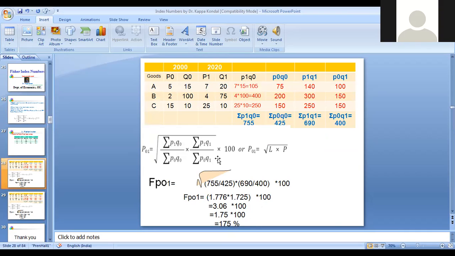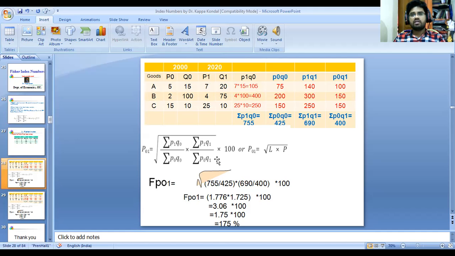Yes, sir. So you need to be clear about that. This is a very important topic which will come for the long question in your examination. If you learn this Fisher index number, you will come to know the Laspeyres and Paasche. This is the Laspeyres formula, this is the Paasche formula. When you multiply with 100, you can express it in terms of percentage. Okay. So is it right? Is it okay?